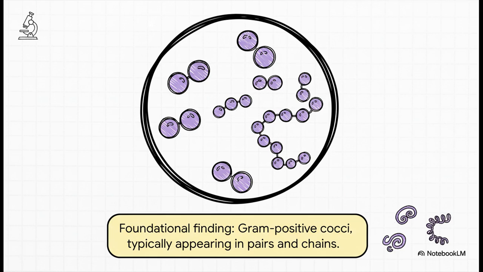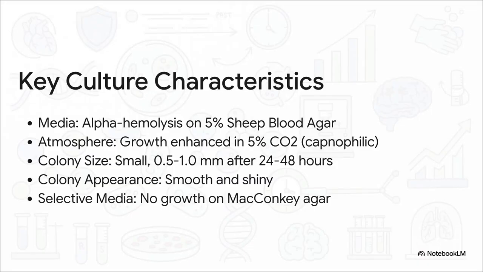Under the gram stain, you see exactly what you'd expect from a Strep, those classic gram-positive cocci, forming pairs and chains. This is step 1, our first big clue pointing us in the right direction. Now, when you get this on a plate, there are a few key things you're looking for.